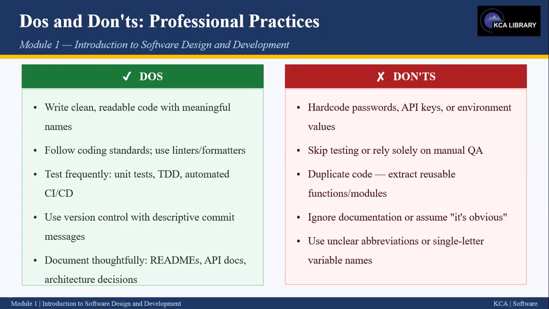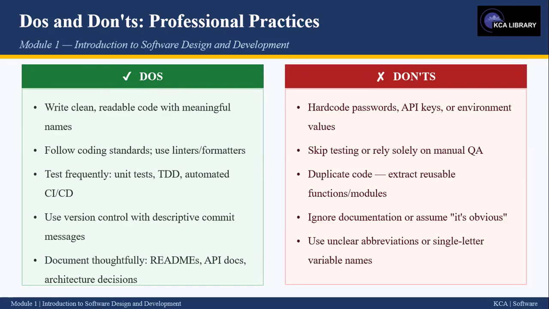Let's look at do's and don'ts as professional practices. For the do's, always write clean, readable code with meaningful names. Follow coding standards, use linters and formatters. Test frequently, i.e. unit testing, TDD, or automated CI/CD. Always use version control with descriptive commit messages. Document thoroughly, including API docs and architectural decisions.